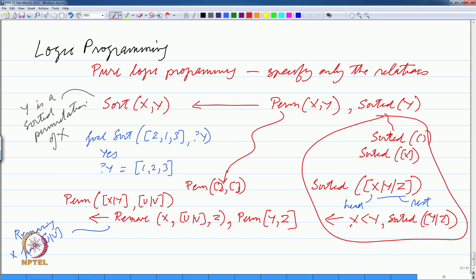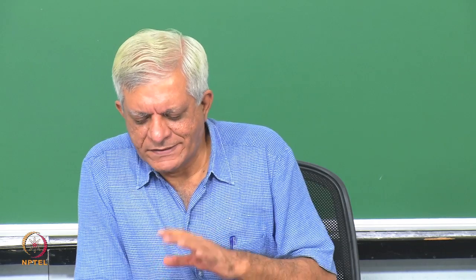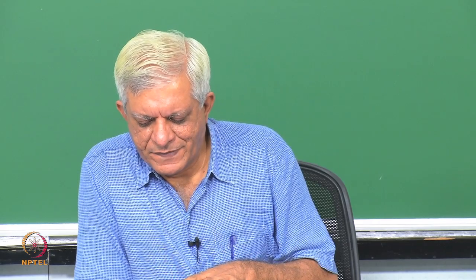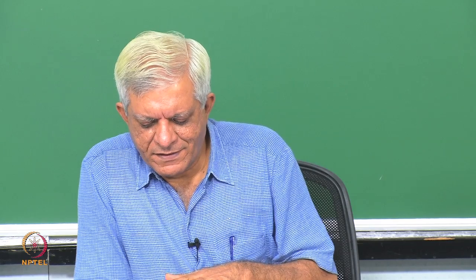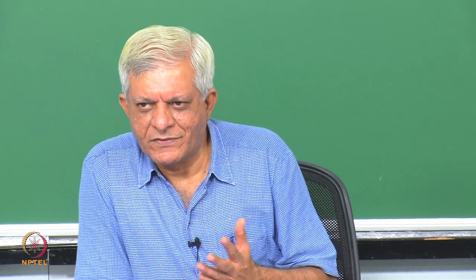This clause which defines the permutation says that if I have 2 lists, one of them beginning with an x and the other one beginning with u and v something, then if I remove x from the second list and whatever remains I call z, then that z must be a permutation of y.